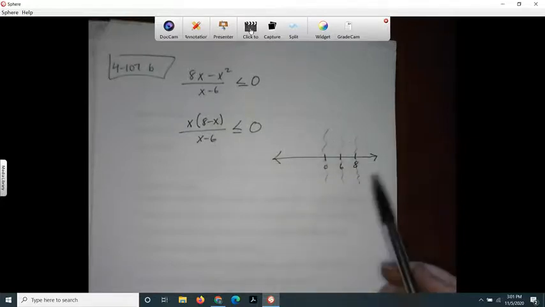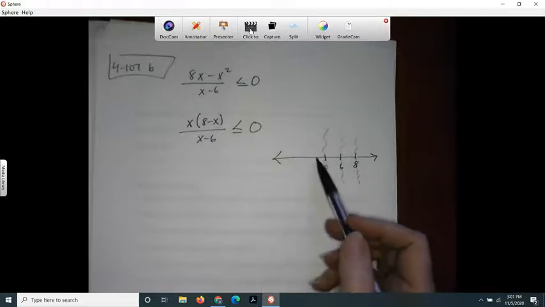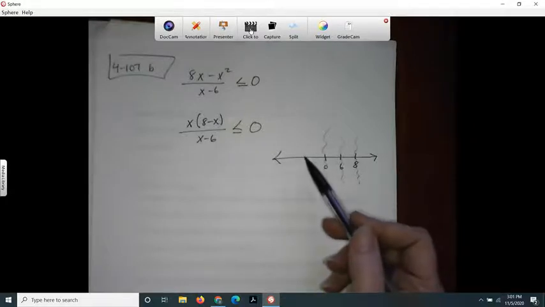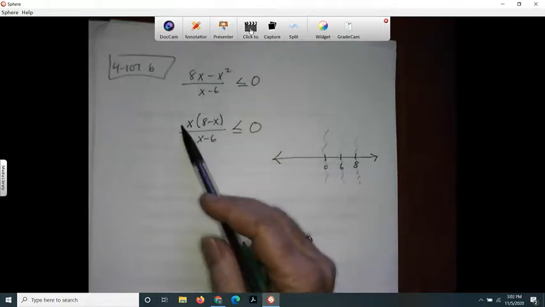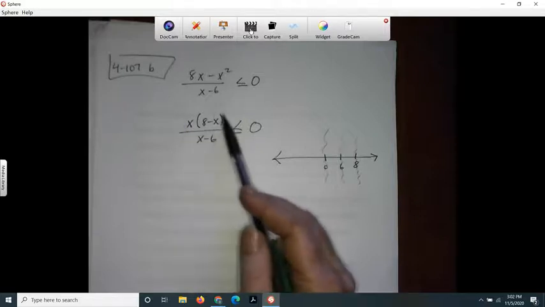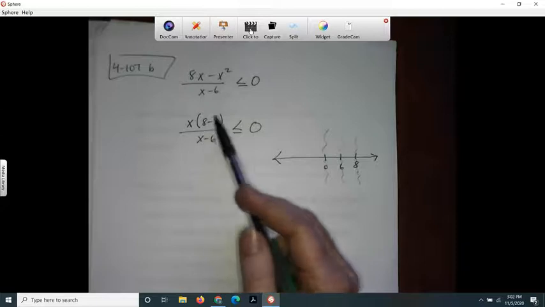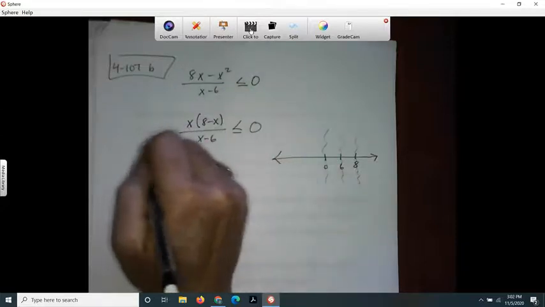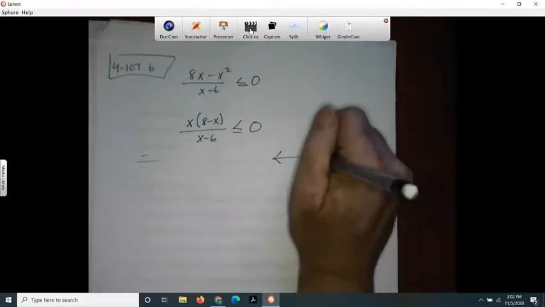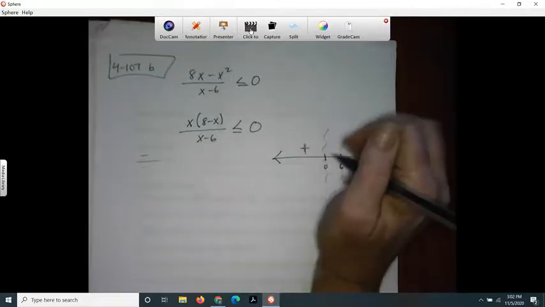So to the left of 0, I'm trying to think of a number that's to the left of 0. Negative 1 would be the easiest one to plug in. This time we'll do it in our brain a little bit. Negative 1, so that's going to be negative, and then we'll have positive. So it's going to make the top negative, negative 1. So that's going to be positive. I'm just going to write a big old plus, positive. Okay, and then I'm doing these in my mind this time.